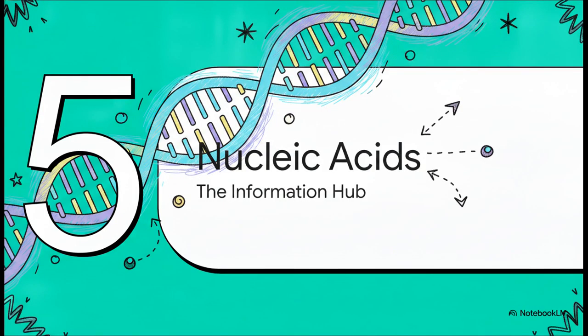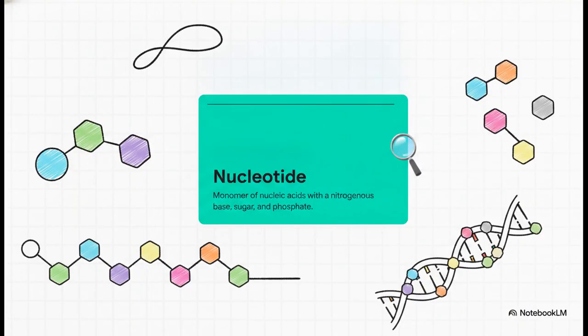Moving to section 5, nucleic acids, the information hub. So, if proteins are the machinery of the cell, nucleic acids are the instruction manuals. They serve as the core genetic and informational material for almost all organisms on Earth. And just like the others, they have a monomer building block, the nucleotide. A nucleotide has 3 distinct parts. First, a phosphate group. Second, a sugar. And third, a nitrogenous base. There are 5 possible nitrogenous bases in nature: adenine, guanine, cytosine, thymine, and uracil. The specific sequence of these bases is quite literally the code of life.